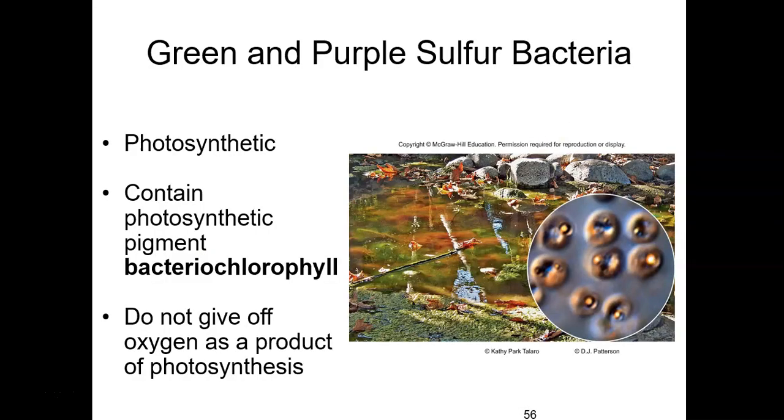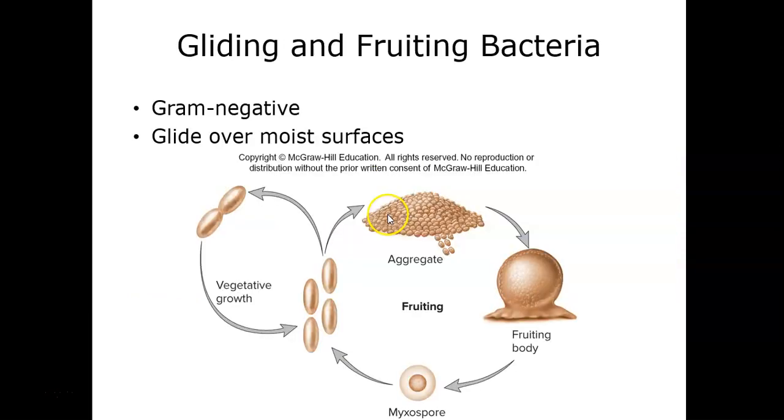We talked about the green and purple sulfur bacteria, which we said are anoxygenic. They do not give off oxygen during photosynthesis. And they contain a pigment as well, which is known as bacteriochlorophyll. And then we have the gliding and fruiting bacteria, which are called that because they glide over most surfaces, and they are gram-negative.